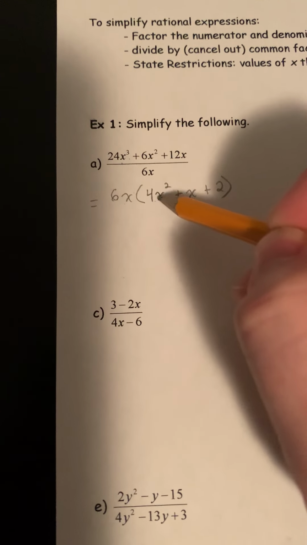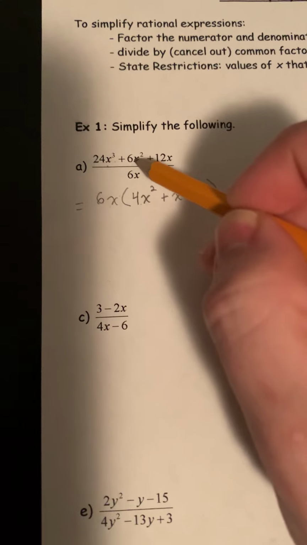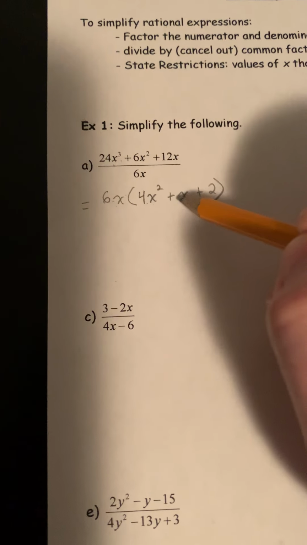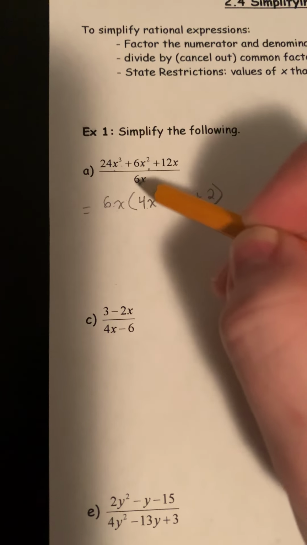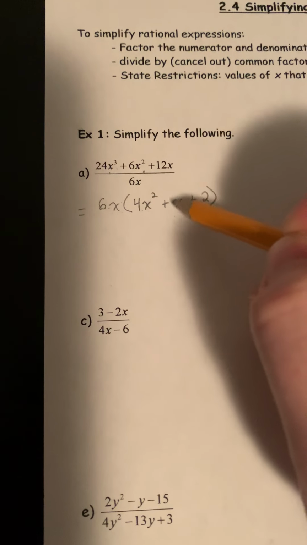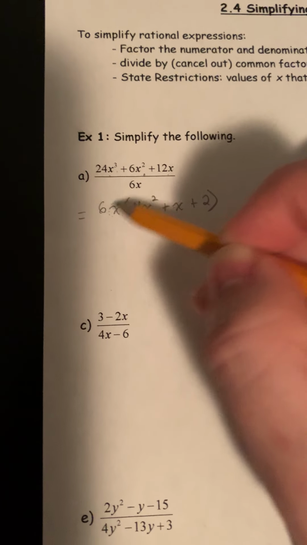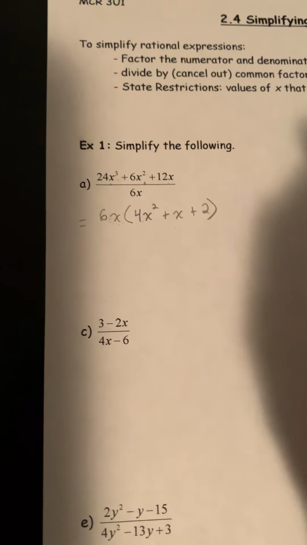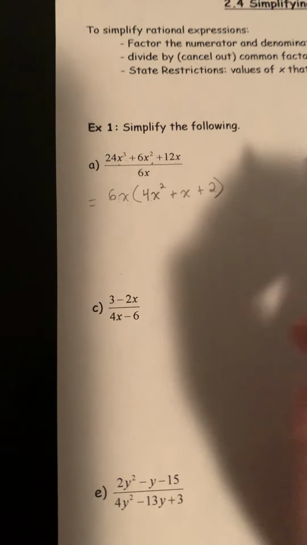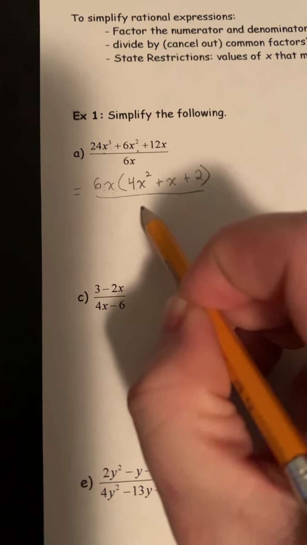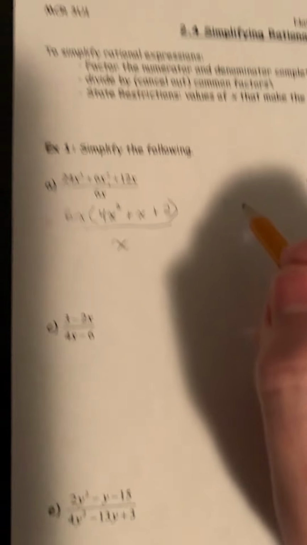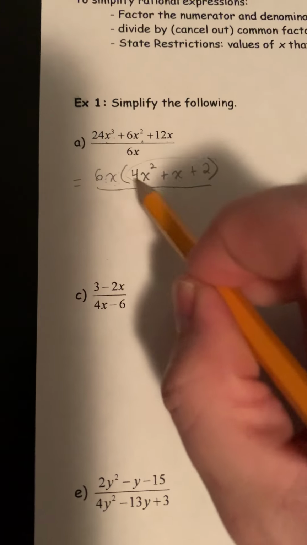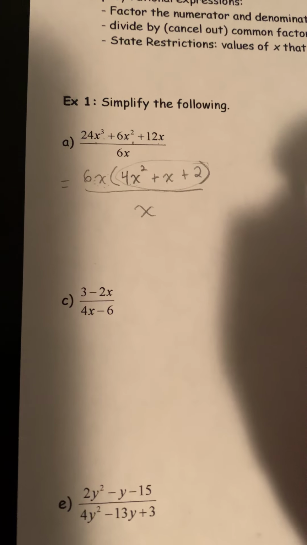Take away one of the x's, it's x squared. 6 divided by 6 is 1. X squared, if we remove one of the x's, it's x. And then 12 divided by 6 is 2. And then we remove the 1x. Okay, and then we have this over 6x. And now we're going to factor out this trinomial in the bracket.